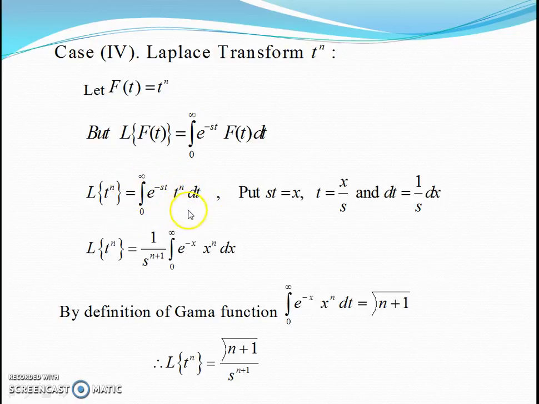To integrate the right hand side with respect to t, we have to use the substitution method. So here put s into t equal to x. From this, t equals x upon s and dt equals 1 upon s dx.